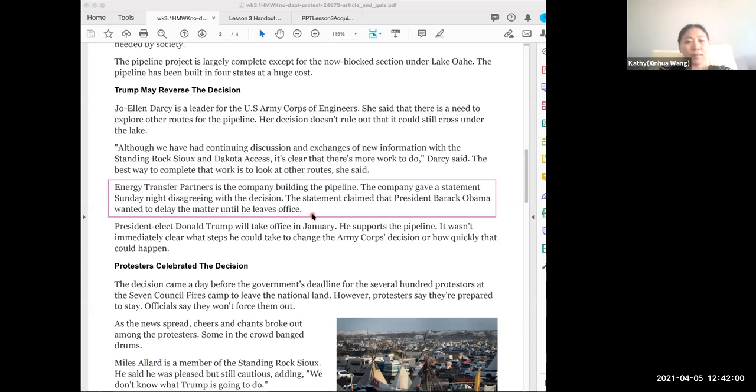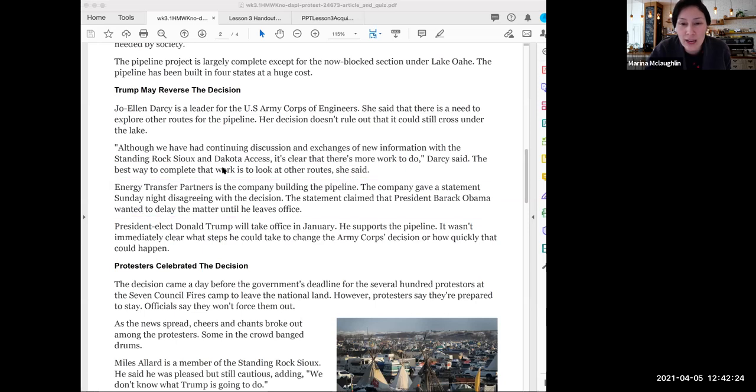Okay, good job. So yeah, obviously the company that wants to build it, they're for profit, so they want to do it to make money. So obviously they're not going to be happy with the decision that it's going to be dangerous for the tribe, by the U.S. Army Corps of Engineers. So yeah, that makes sense, right? That makes sense. All right.